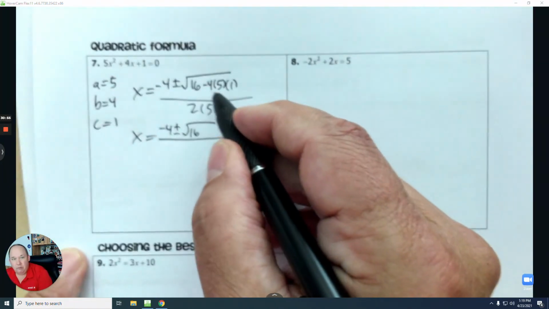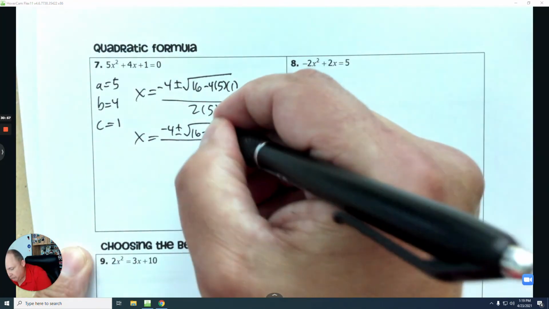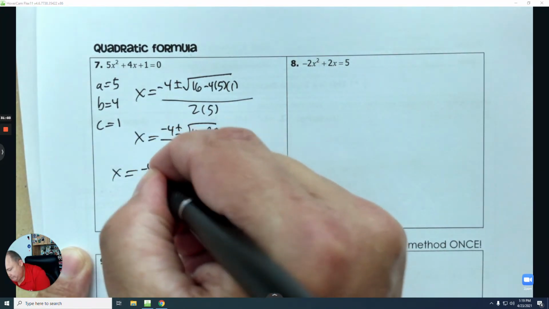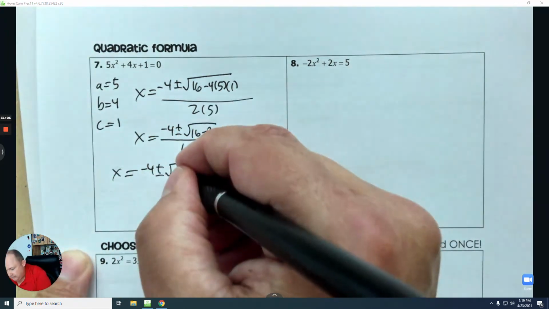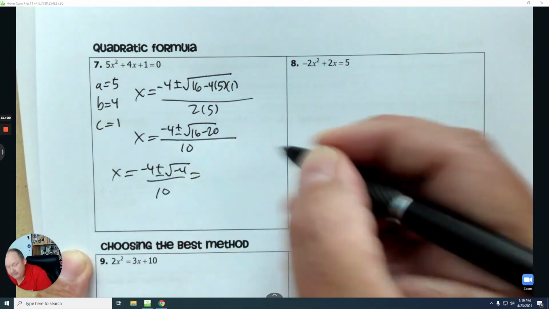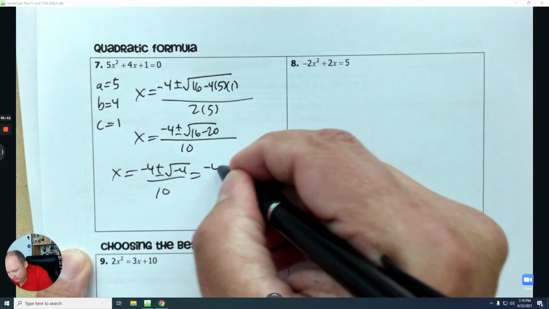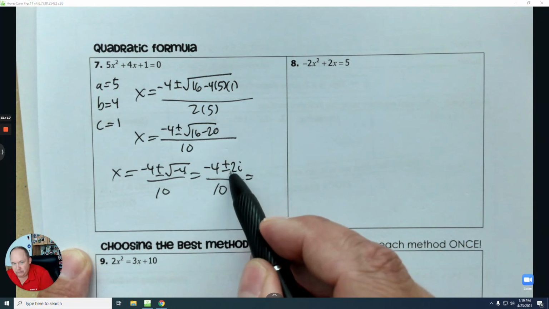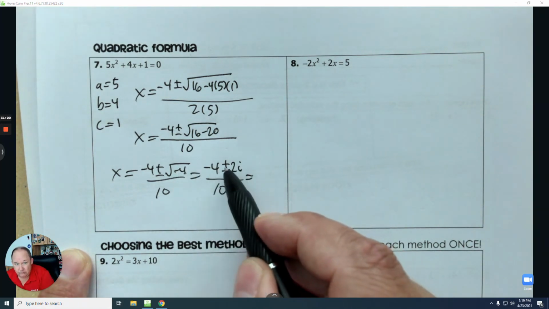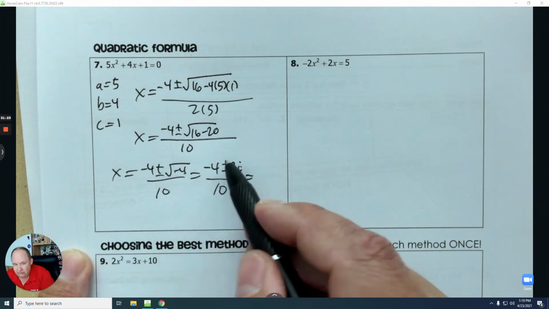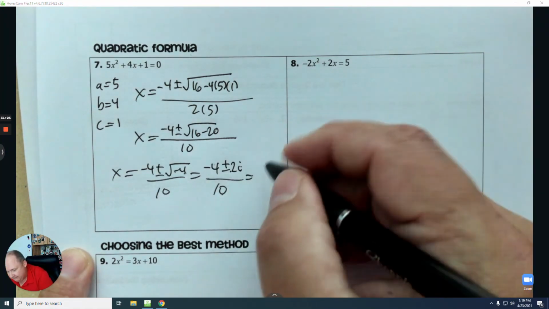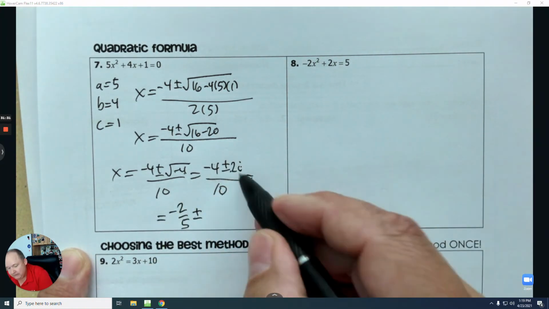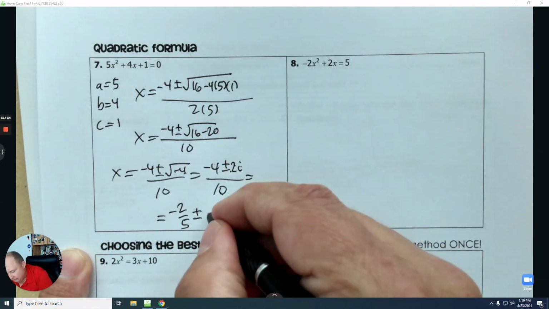So negative 4 times 5 times 1 is negative 20. 2 times 5 is 10. 16 take away 20 is negative 4. Now, the square root of a negative number is imaginary. So this is plus or minus 2i. So the square root of 4 is 2. And the square root of a negative number is i. That's why it's 2i. And then divide 2 by everything. Or 4 over 10. I'll do that here. 4 over 10 is negative 2 over 5 plus or minus 2 goes into 10 5 times, so it's just i over 5.